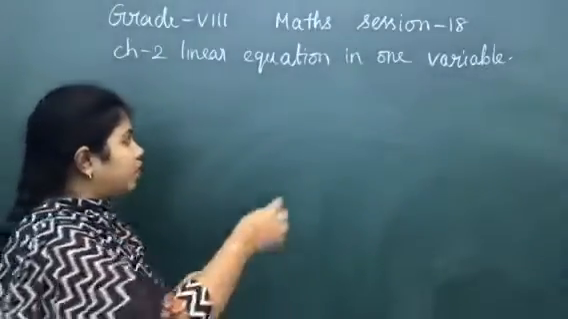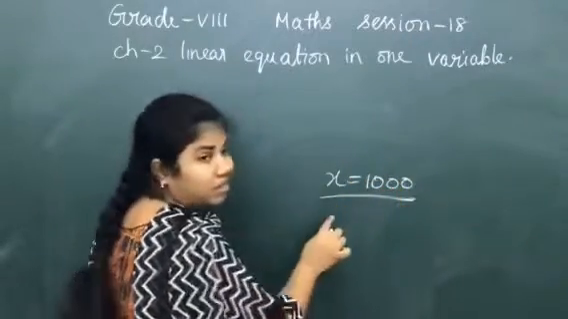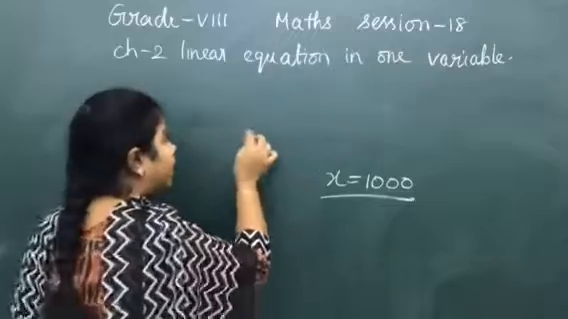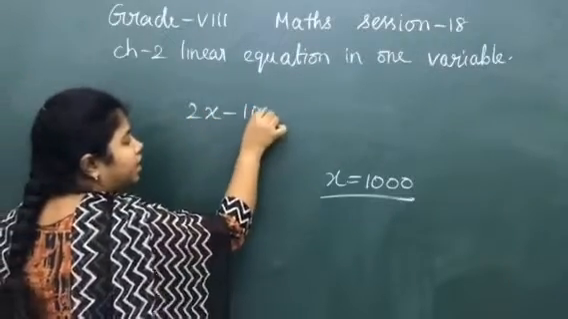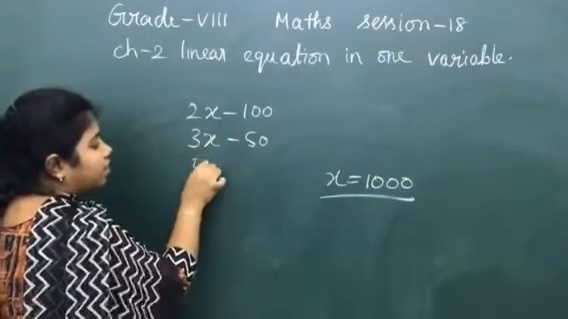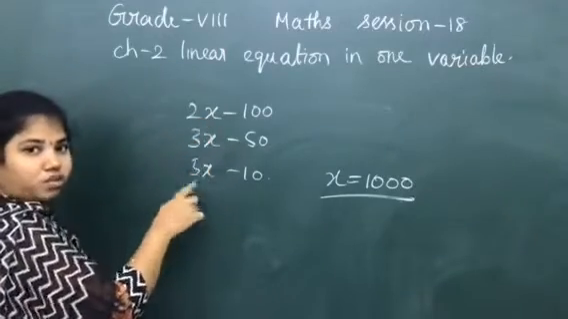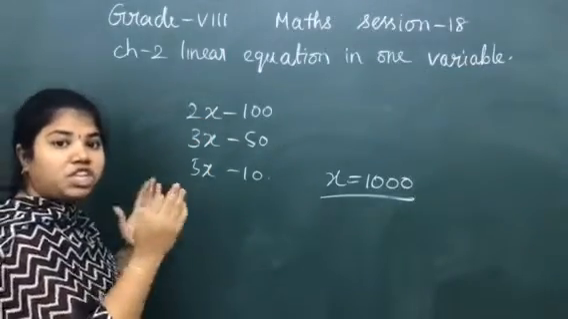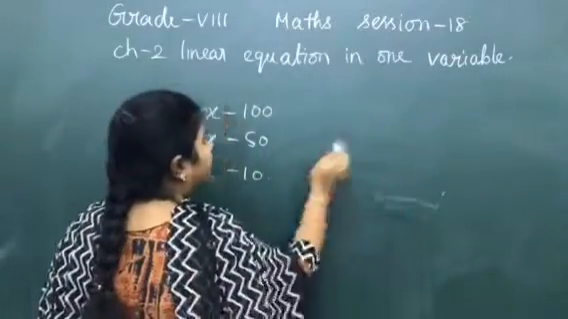Now we have found that our x value is 1000. But this is not our final answer. What is our final answer? We have taken 2x as the denomination for 100, 3x as the denomination for 50 and 5x as the denomination for 10. So we have to substitute x in these values, so that I will get how much denomination is there for the amount 4 lakhs. So what is my denomination then?